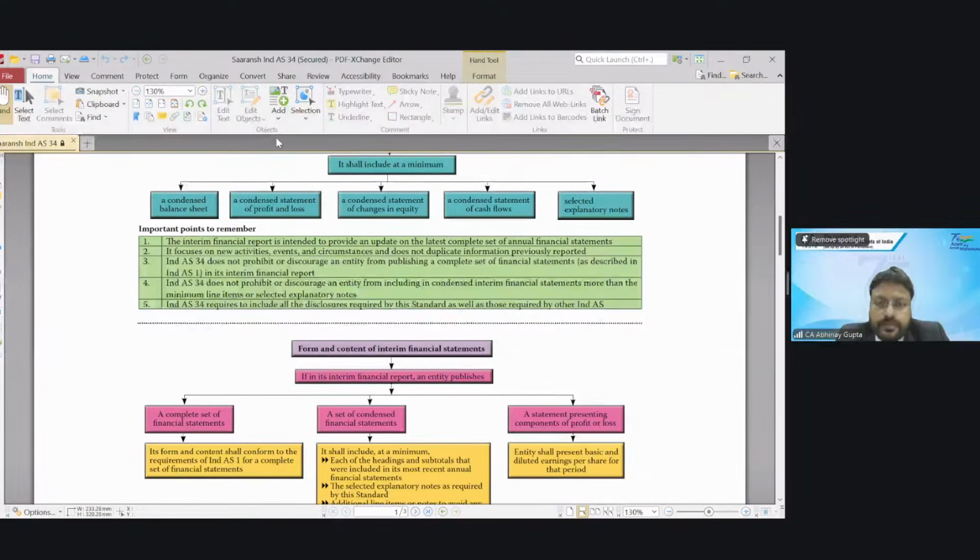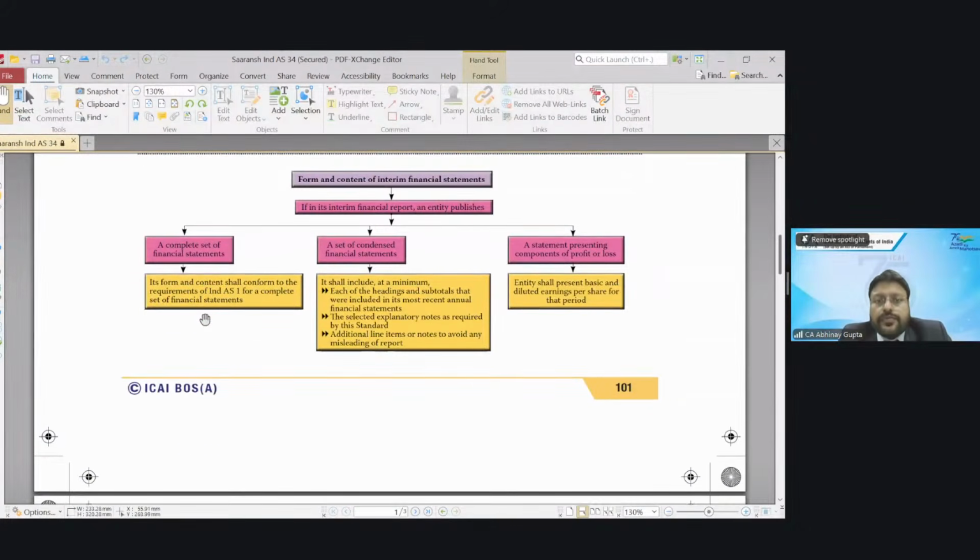Correct? So this is how we need to demarcate between what disclosures we need to make and what disclosures we shouldn't, right? So that's the balancing which we need to strike while preparing the condensed financial statements. So that's the requirement of the standard.